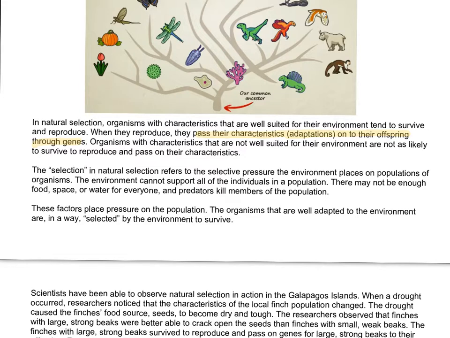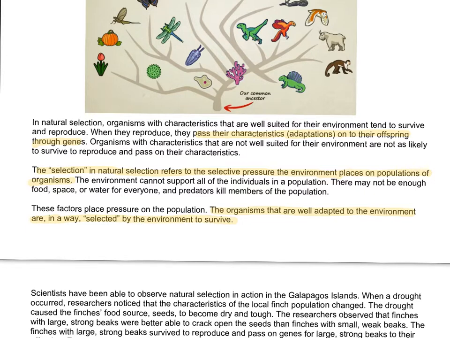The selection in natural selection refers to the selective pressure the environment places on the population of an organism. Okay? The environment cannot support all the individuals in a population. There may not be enough food or water for everybody, and predators kill members of the population. These factors place pressure on the population. The organisms that are well adapted to the environment are in a way selected by the environment to survive.